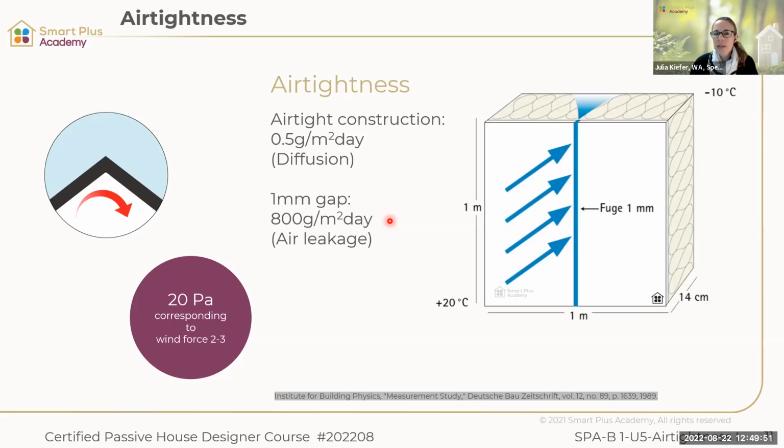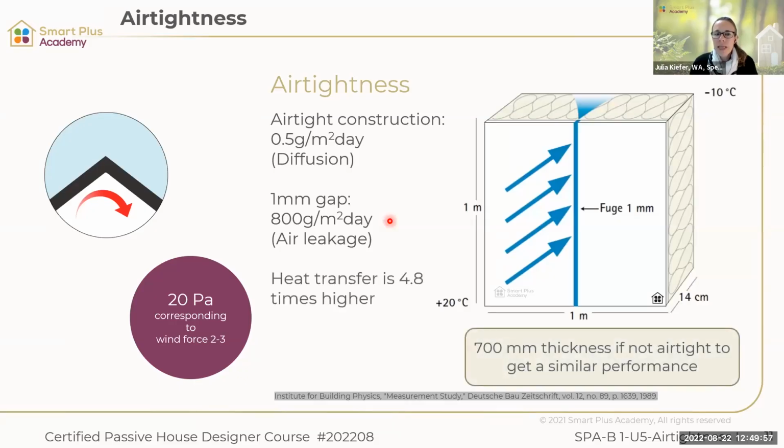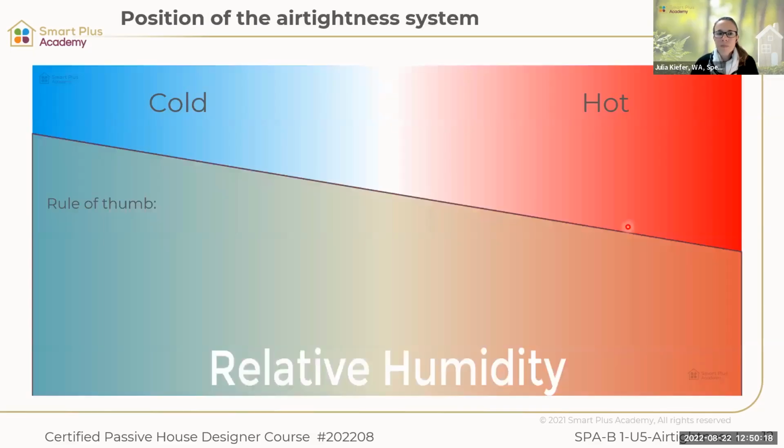The other problem is now that your thermal insulation is compromised, because we have air movement through it, we have moisture in it, the heat transfer is 4.8 times higher. So in this case, we would have to make this 700 millimeters thicker to make up for that heat loss. Okay, so you see the performance goes down, the risk for mold goes up, the risk for structural damage goes up. So airtightness really is key here.